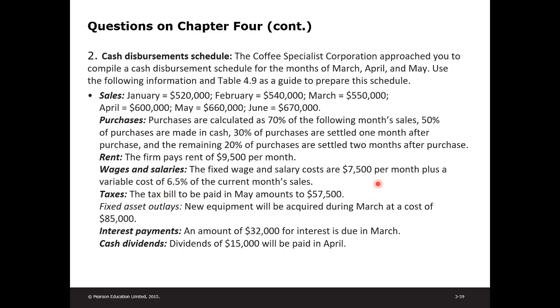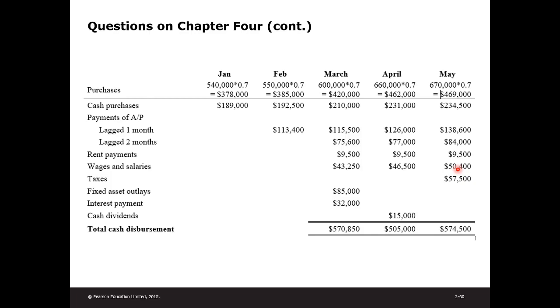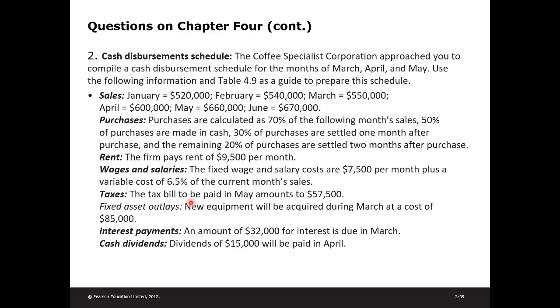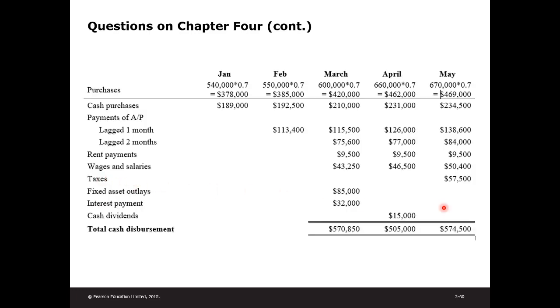For April, we will calculate 7,500 again, plus the 6.5% of the total sales of April, which is 600,000 dollars, and so on for May. Okay, then we have taxes, which will be paid in May only, in the amount of 57,500, which will be here as follows.